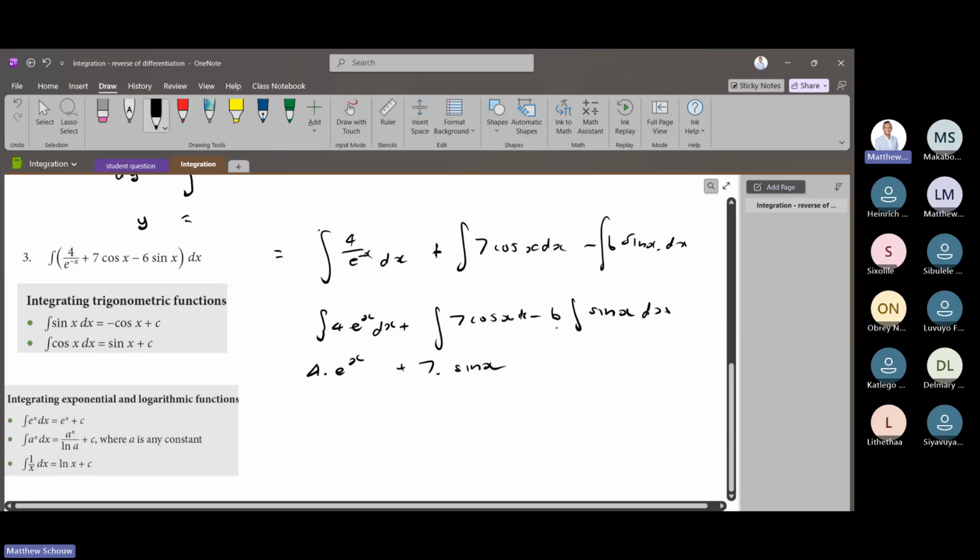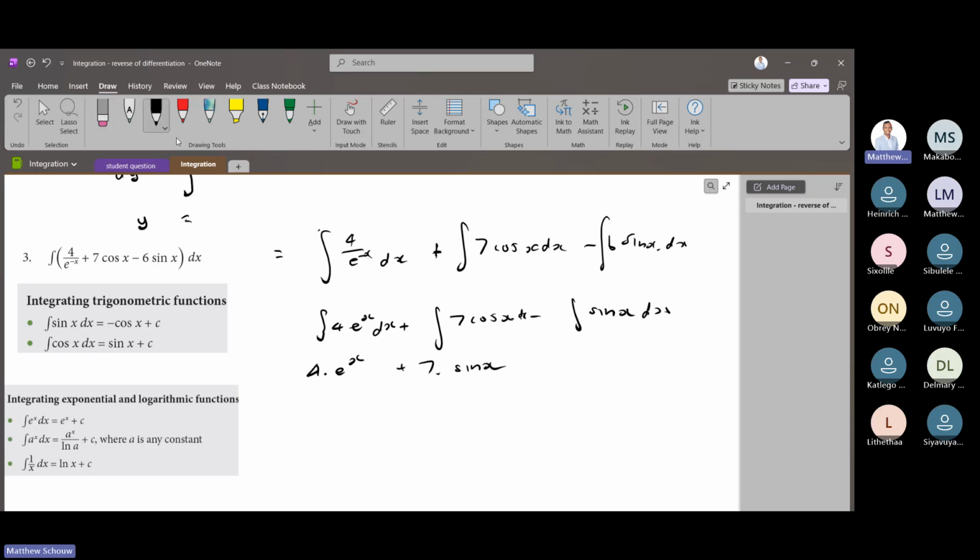Over here, I don't want to confuse you guys with these methods, but anyway. Here we have 6 sine x, and we're integrating the 6 sine x. If we integrate sine, it's going to be negative cos, and with the negative here and the 6, we get 6 cos x. In the end, we always add a plus c. There is a plus c with each one, but we consolidate it into one big plus c at the end, which is the constant of integration. So in the end, we have 4 to the power ex plus 7 sine x plus 6 cos x plus c.